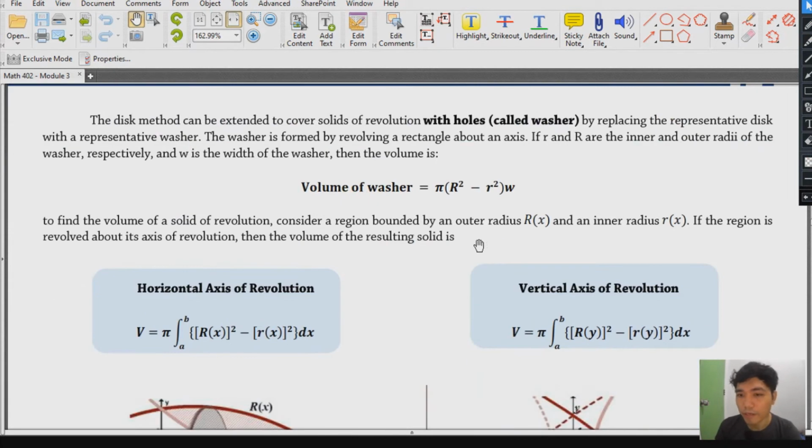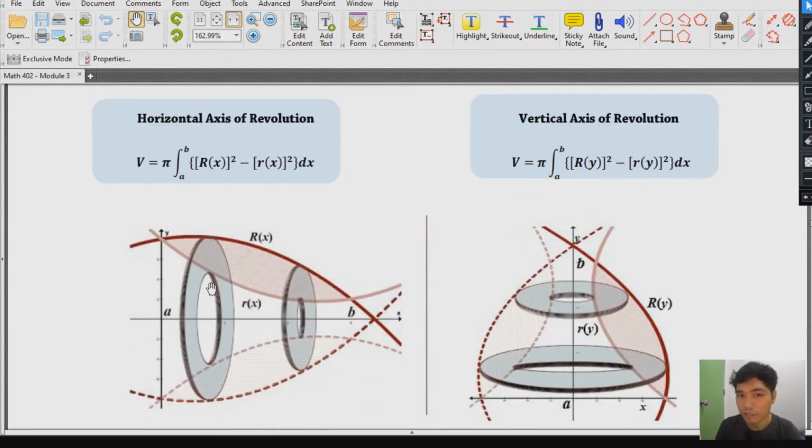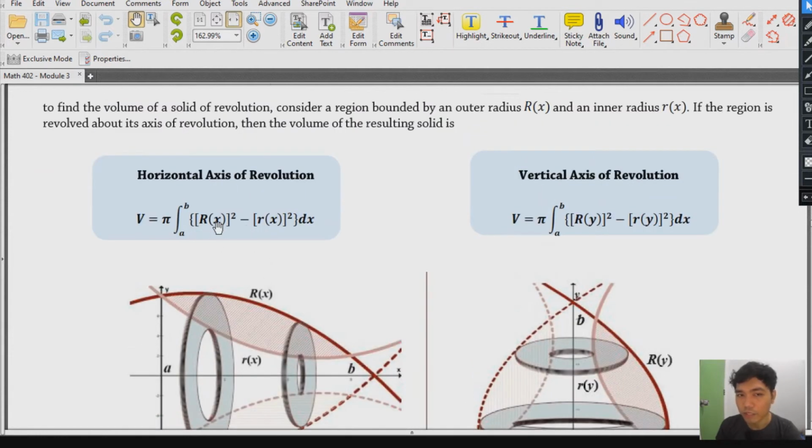May mga times kasi na may hole yung ating figure. Let us say we have this one. So, di ba magkakaroon siya ng hole in this case. So, it's not actually a disk but a washer. So for that case kasi, tandaan niyo yun, 'di ba?